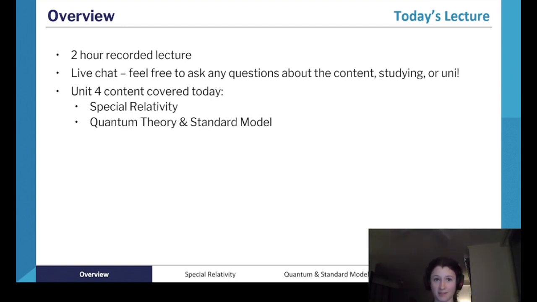So, the content that we're going to be covering today is special relativity, and then quantum theory and the standard model. So this is our Unit 4 content. We're doing all of Unit 4 today.